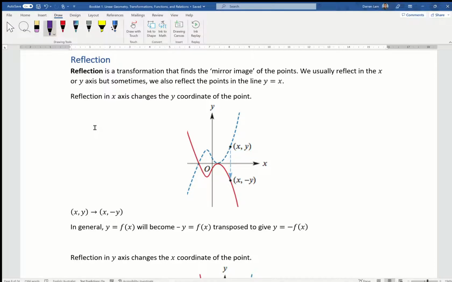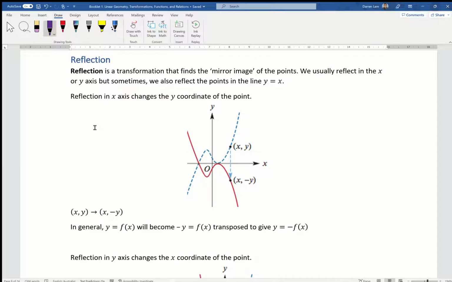Anyway, so reflection. Transformation that finds the mirror image of the points. We usually reflect in the x or the y axis. Sometimes we will also reflect in the line of y equals x. Less common, but we'll talk about that later on. Reflection in the x-axis. So the wording here is very important because I feel in transformations it's one of the most difficult things to remember.